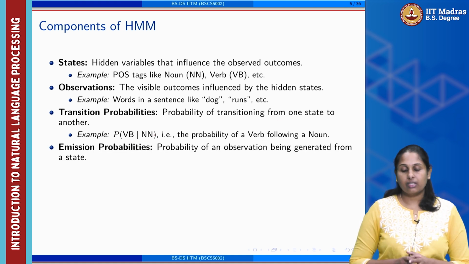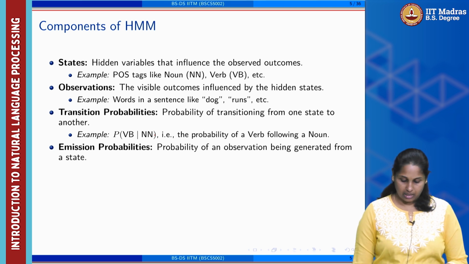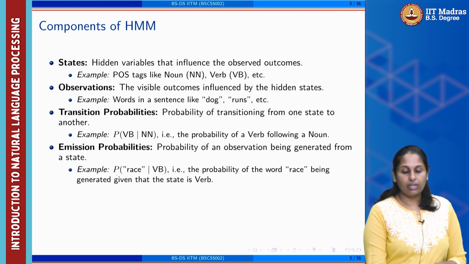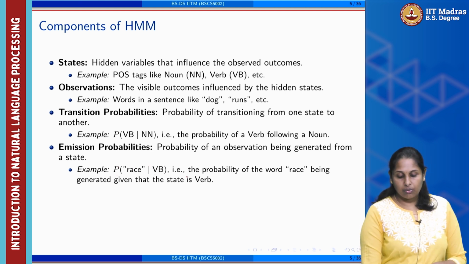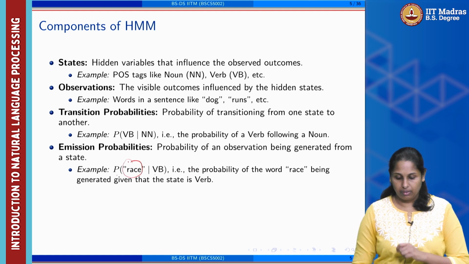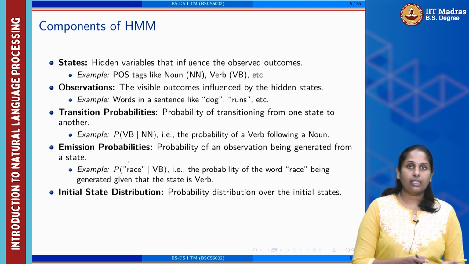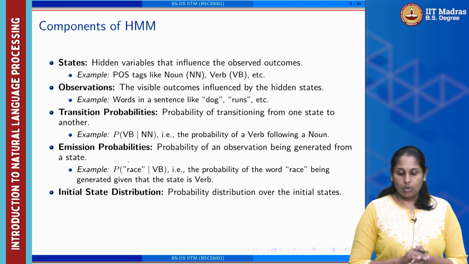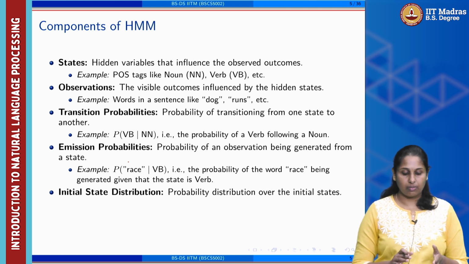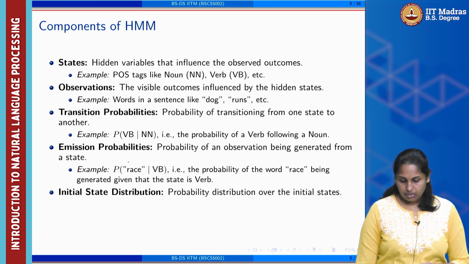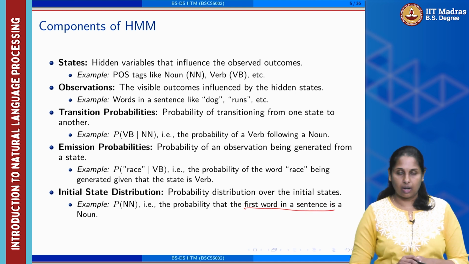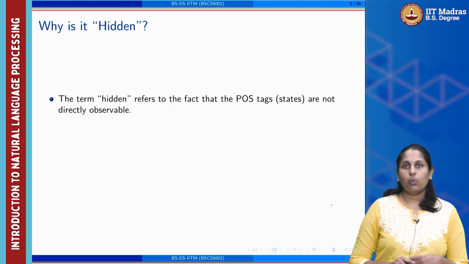And emission probability is the probability of an observation being generated from a state. For example, the probability of the word race with the tag VB: we are identifying the probability of the word race being generated given the tag VB, that is a verb. Another thing is the initial state distribution, a probability distribution over the initial states. When we do not have the other transition and emission probabilities, this initial state distribution is used. For example, P of NN is the probability that the first word in a sentence is a noun. Now, what is hidden here?